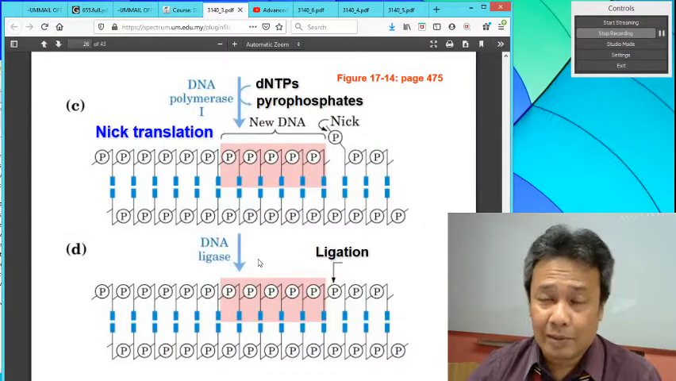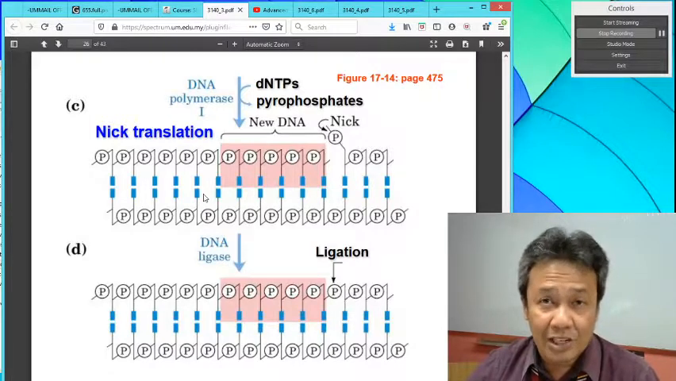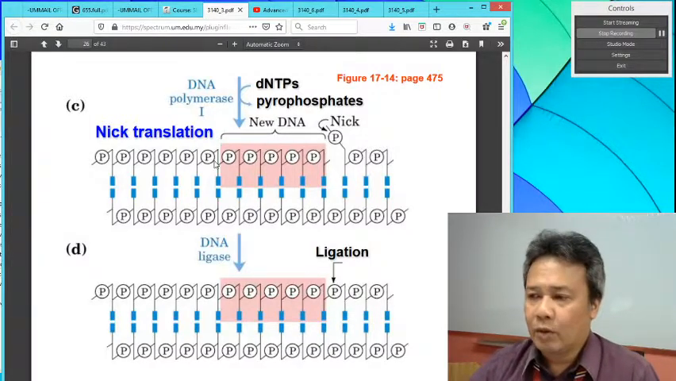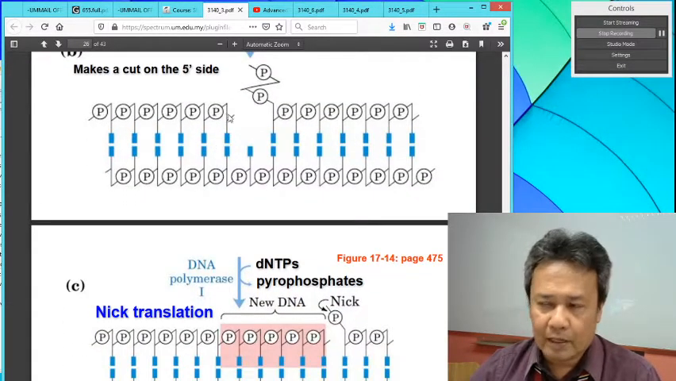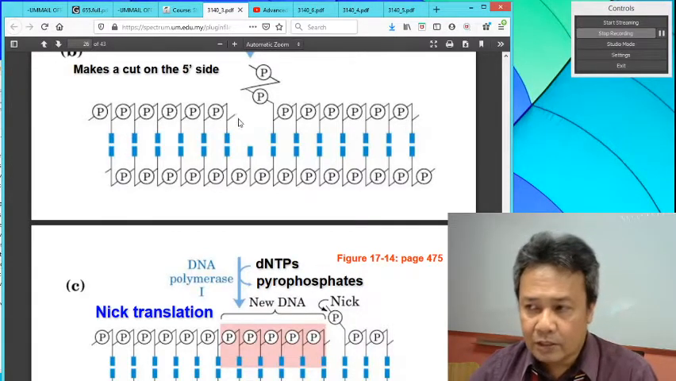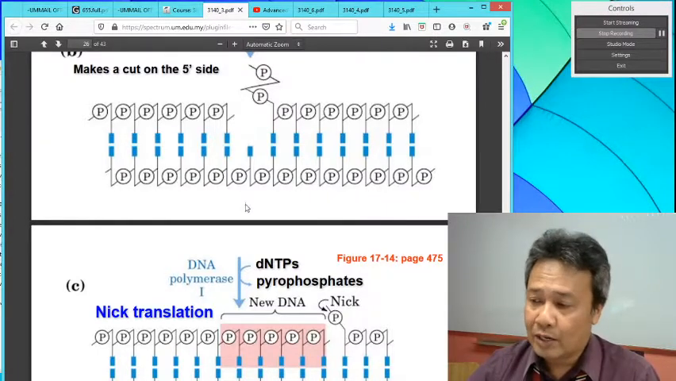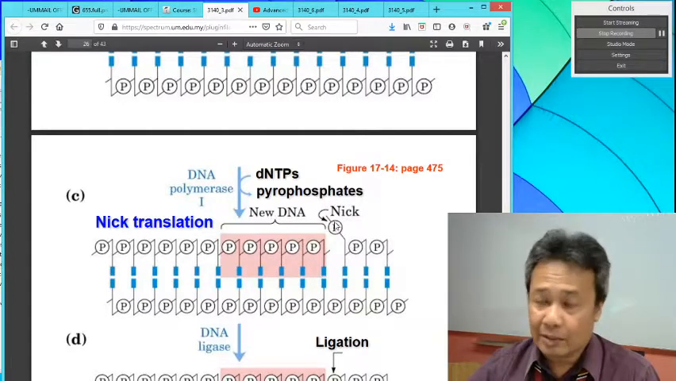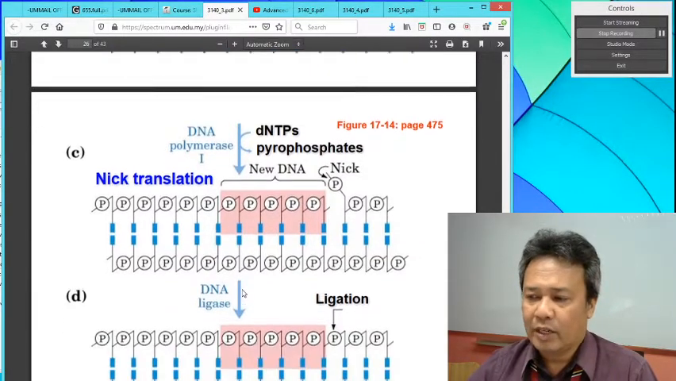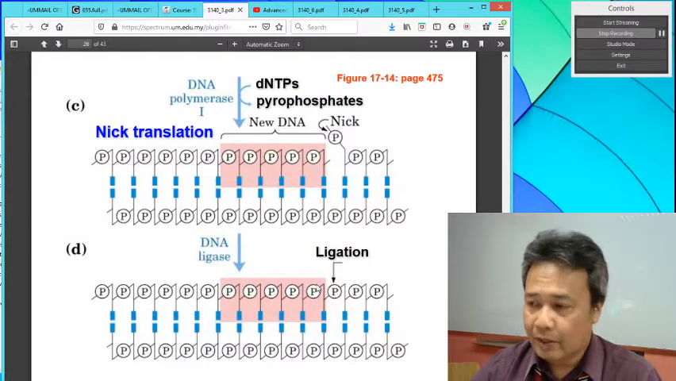One of the ways to label it is by nick translation. It's not the right name to be used because it's not really translation, but what happens is that if you have nick translation, then that gap will be corrected by synthesis of a new strand, and as it synthesizes, it will remove the old strand away. So this is new DNA. This is the nick area where it's being removed, and after doing it for several bases, then you stop and then you seal the area with ligation.